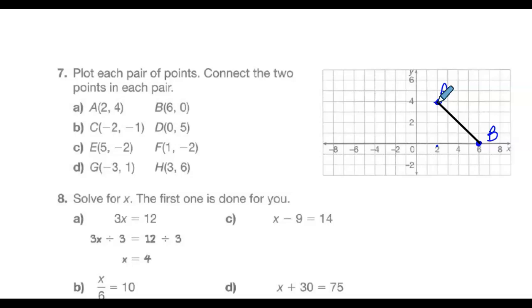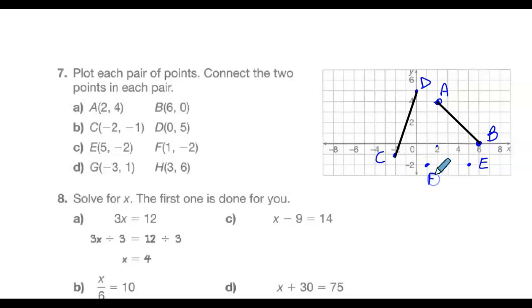Okay. Then C is -2 for x, -1 for y. And then D is 0 for X, 5 for Y. Okay, then the next one, E is 5 for X, negative 2 for Y. F is 1 for X, negative 2 for Y.